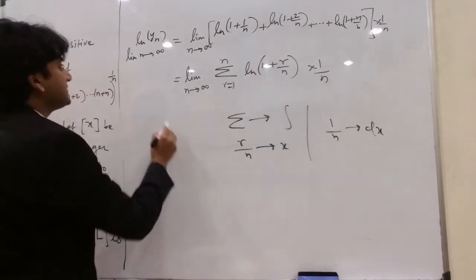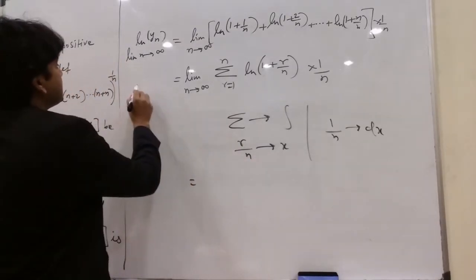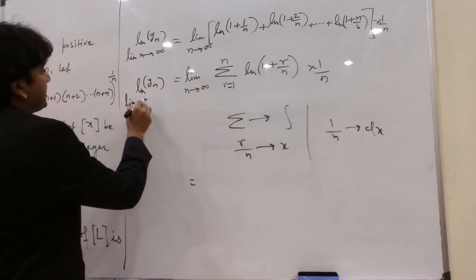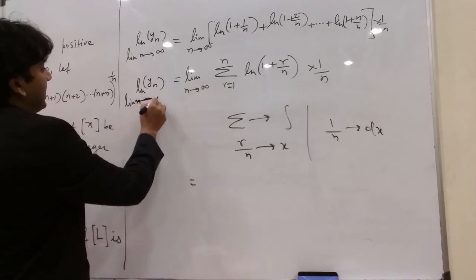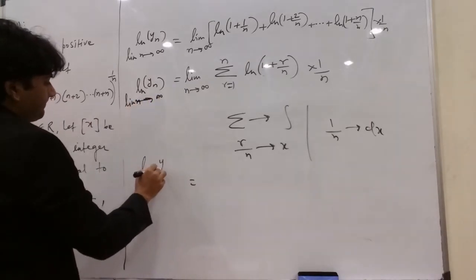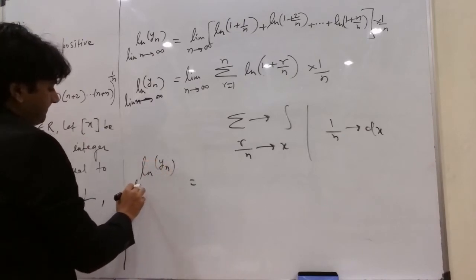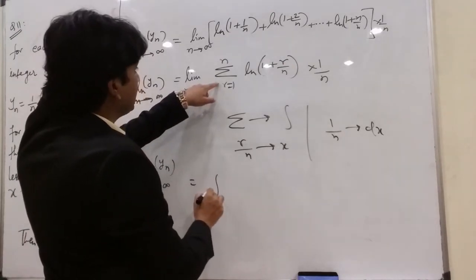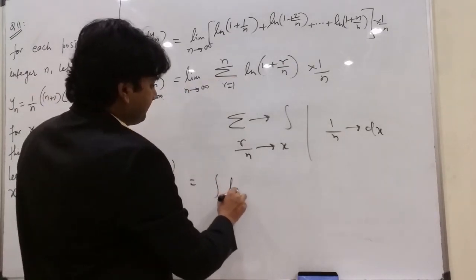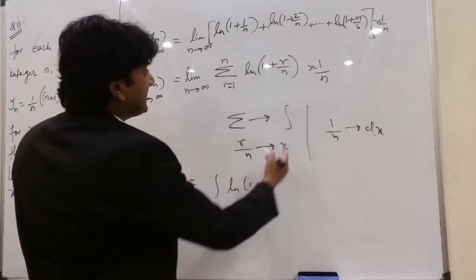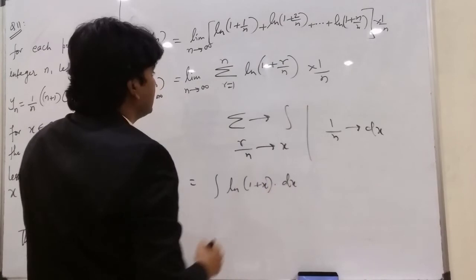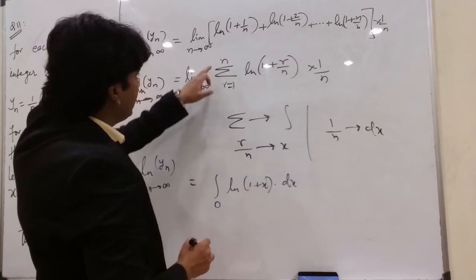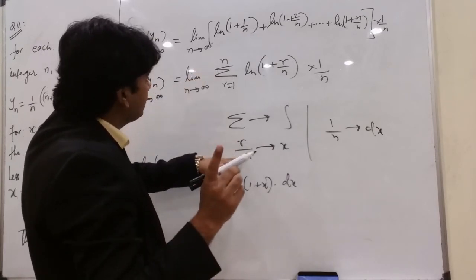Now we can apply this concept here. This is ln yn, limit n tends to infinity, and then the summation becomes the integration of ln(1 + x), and 1/n is dx. Now if r is 1, then 1/n with n infinity is 0, so that is the lower limit. The upper limit is n over n, which is 1.